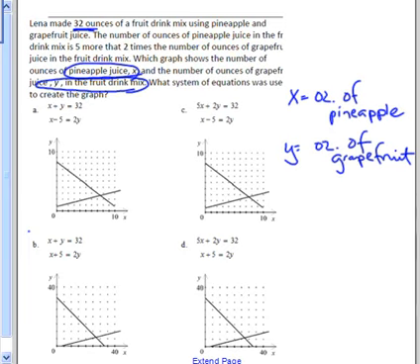So if you've got all of the pineapple juice that you added and all of the grapefruit juice that you added, that just means that X plus Y has to equal 32. So that's one of your equations. It's just a quantity equation.